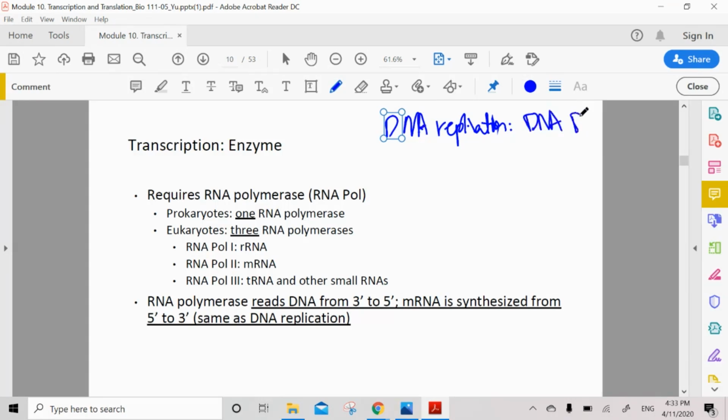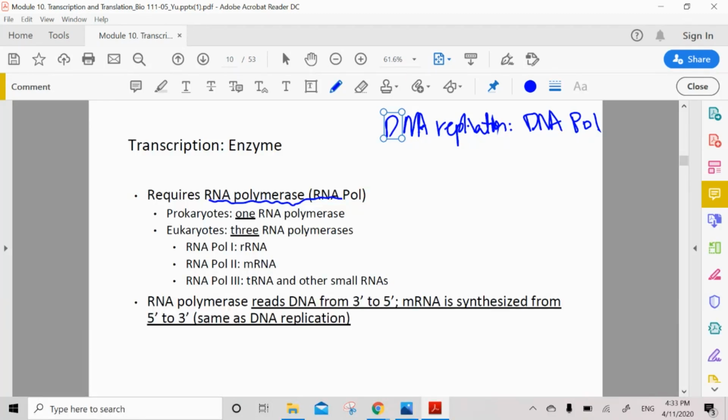DNA polymerase, right? A lot of times you will see me just write out POL, which stands for polymerase. During transcription, because you are making mRNA now, the enzyme is RNA polymerase. For prokaryotes, single-cell organisms with no nucleus, the structure is very simple. They only have one RNA polymerase.